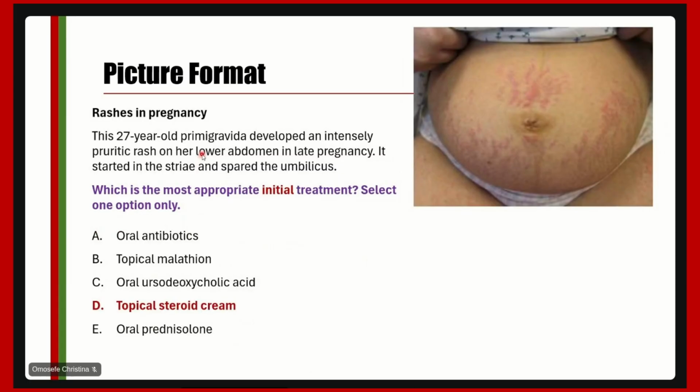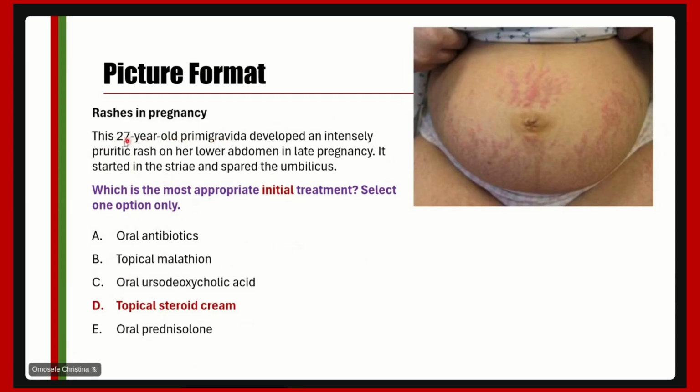So here's another picture format question, for example. This is a pregnant woman. The intro says rashes in pregnancy. The first thing you do is read your STEM. Which is the most appropriate initial treatment? Select one option only. So it's a single best answer, select one option, but in picture format. Again, then I go to my STEM.